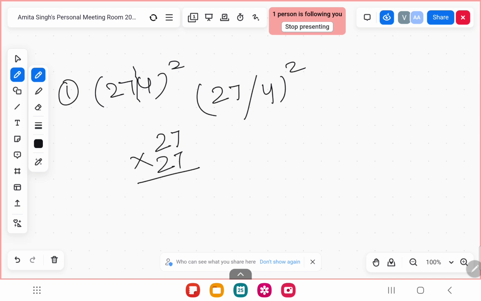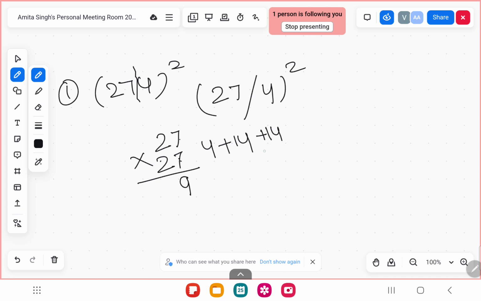There are two methods for 27 into 27. You can do the normal school method, or you can do another method, which will be in the comment section. You can check that out. Anything is fine, so let's continue. Seven sevens are 49, so I am writing here 4 carried. Again, 7 twos are 14. 2 sevens are 14.